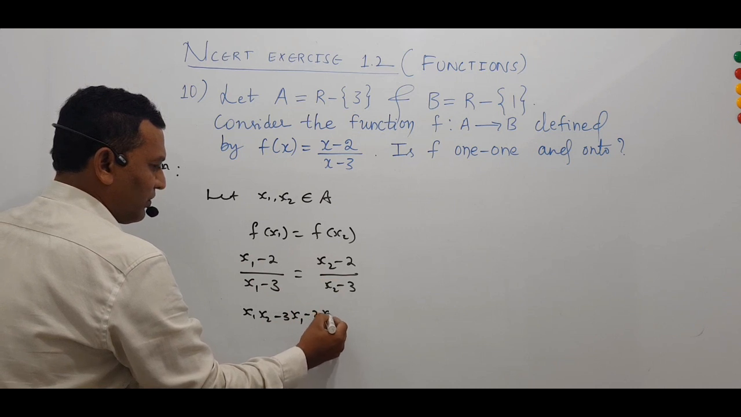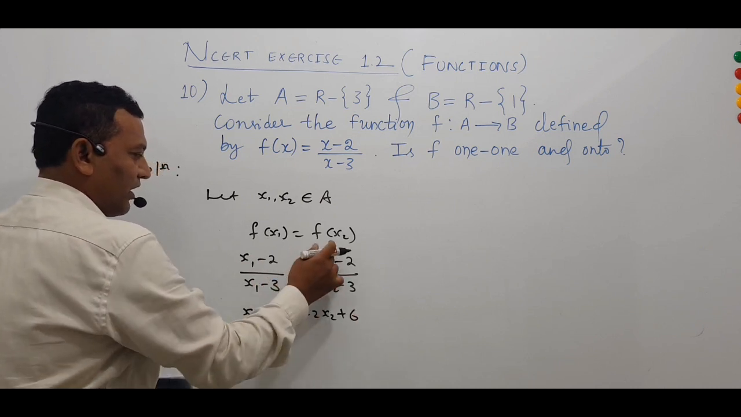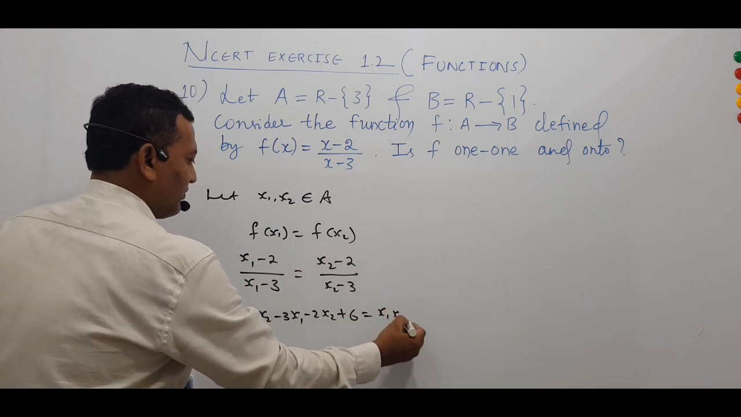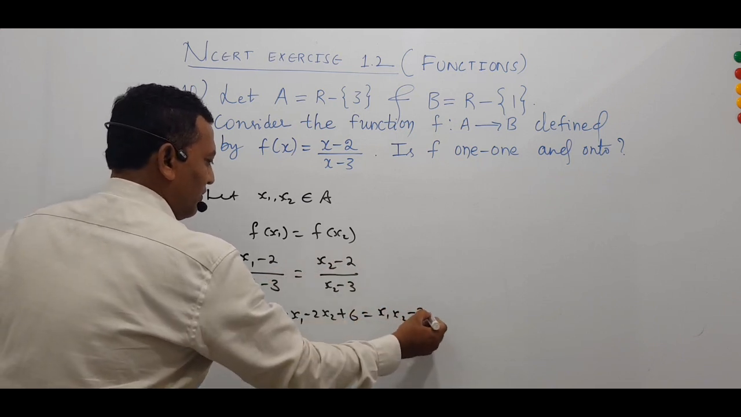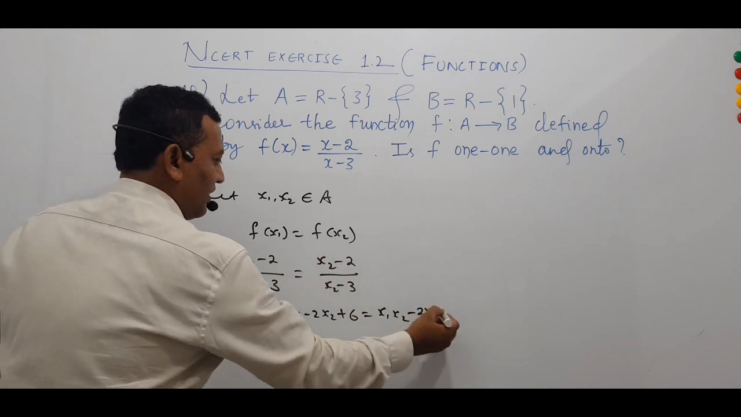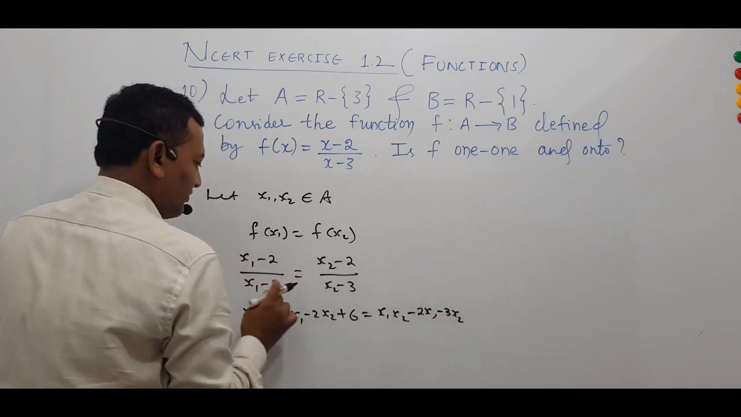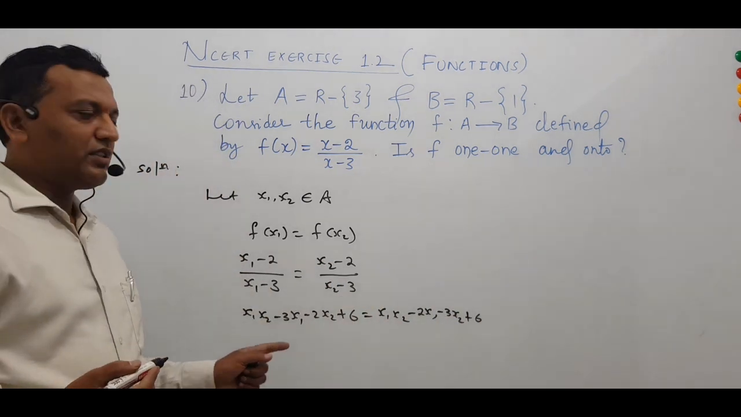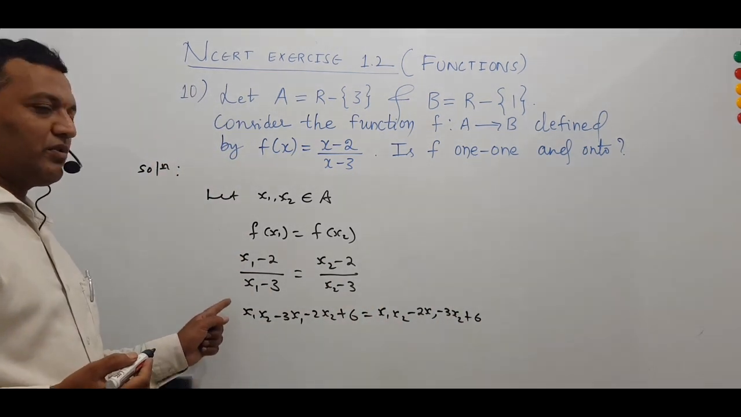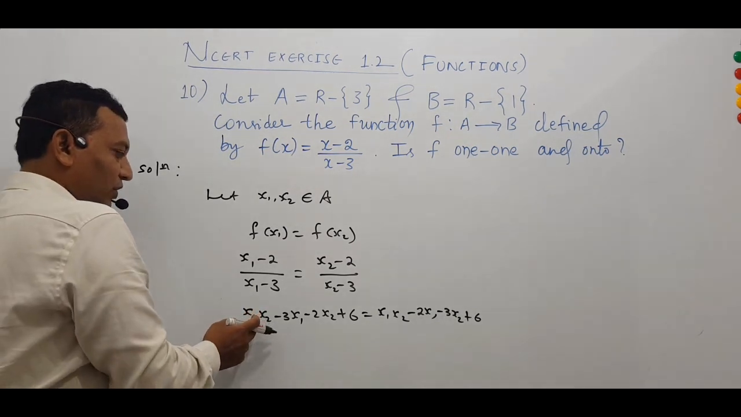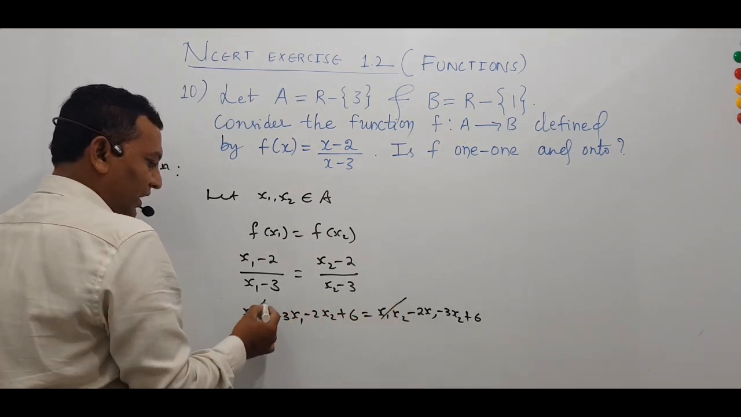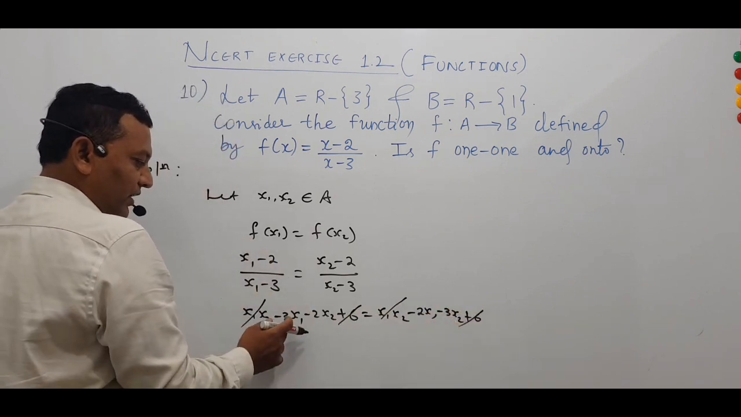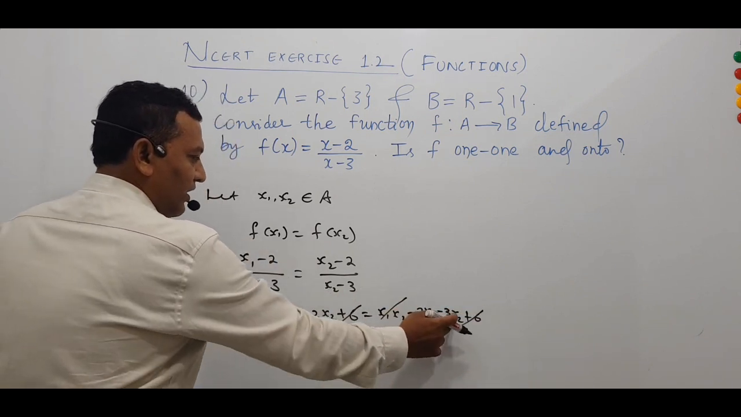- 2x2 + 6. Now I will cross multiply the other side, which is equal to x1x2 - 2x1 - 3x2 + 6. Now you can see that on opposite sides, the same sign terms, like terms, will cancel. x1x2 is plus here, and here also plus, so these two cancel. Plus 6 cancels. Now this is minus 3x1, and this is minus 3x2.